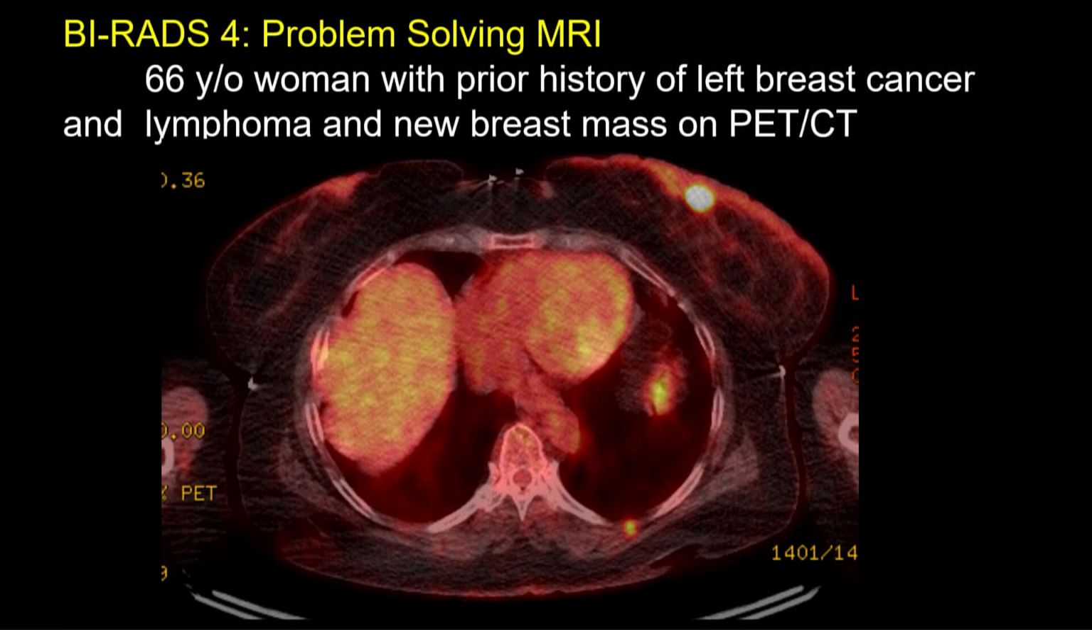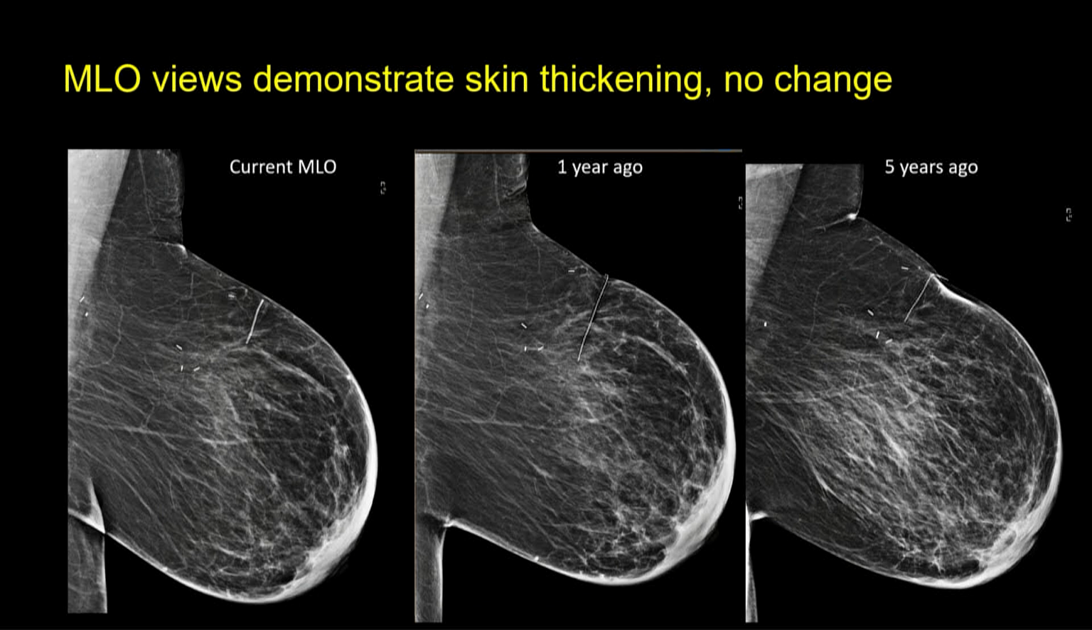So this is another case of problem-solving MRI for a suspicious finding. This is a PET CT, 66-year-old woman. She's had a prior history of left breast cancer as well as lymphoma. And you can see that there's a new breast mass on PET CT. And so she underwent diagnostic mammogram.